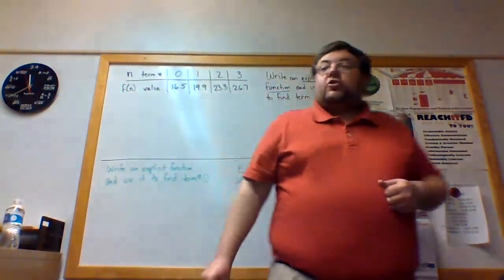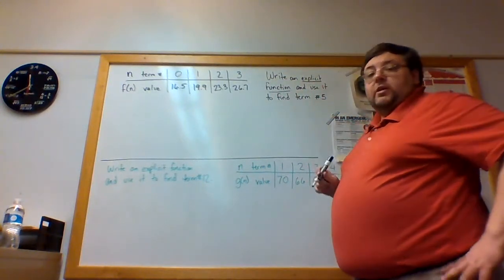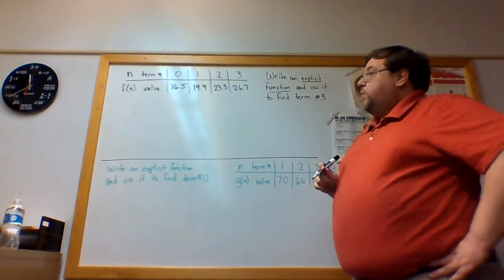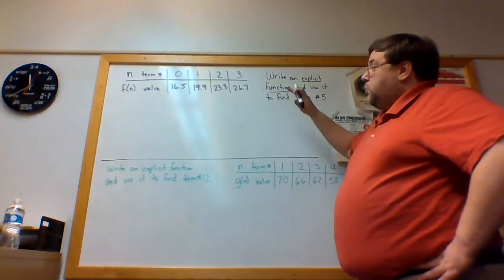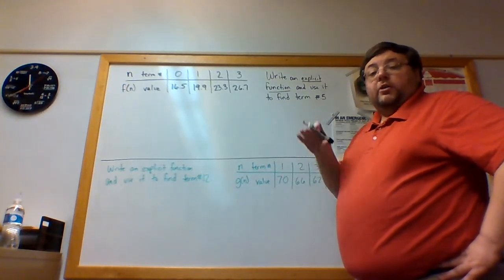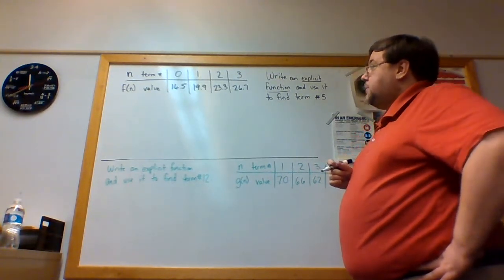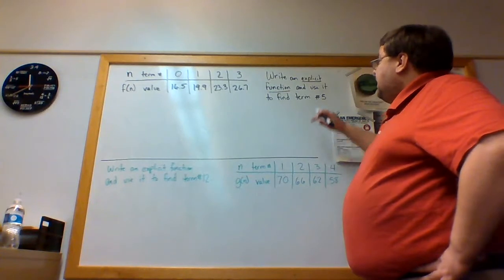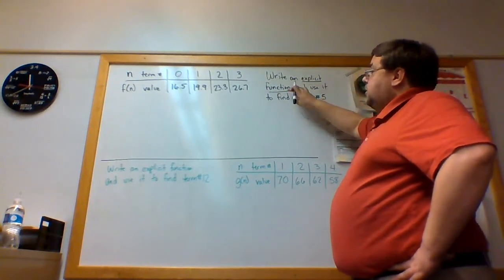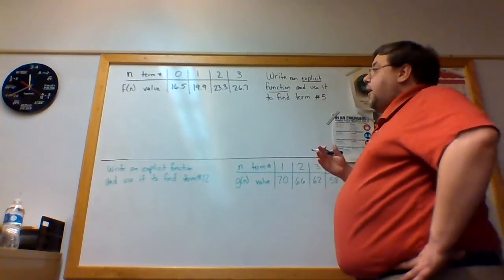So this time we're going to try to work with explicit functions instead of recursive functions. We've got two examples here. These are both arithmetic sequences that we're going to work on for now. I'll do another video with geometric sequences here in a few minutes. Now, when you write an explicit function, just like when you write a recursive function, you have to know what the pattern is doing. So we're going to start with that.